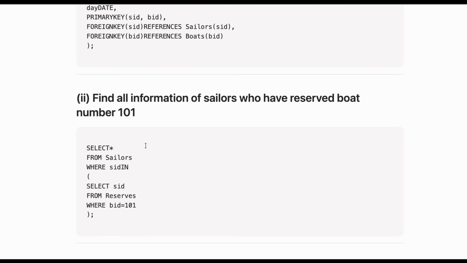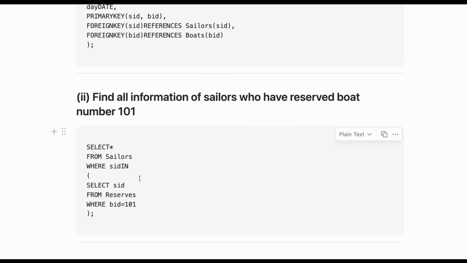Now our second one, which is: find all information of sailors who have reserved boat number 101. So how will we do this? Read the question carefully. It asks for all information about sailors, so the output should come from the sailors table. But how do we know which sailor reserved boat 101? That information is available in the reserves table. So first find all sailor IDs whose boat ID is 101. Then using those sailor IDs, retrieve all details from the sailors table. This is exactly what the subquery does. The inner query finds the sailor IDs and the outer query displays the complete sailor details.